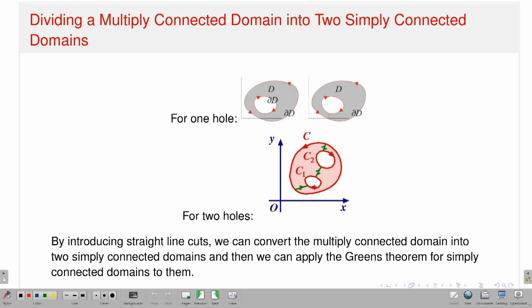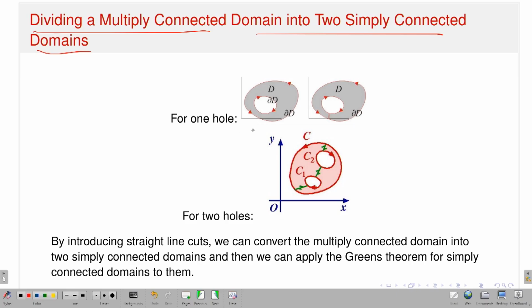Now let's see what the consequences are. I am going to give an idea of how to prove Green's theorem for a multiply connected region or domain using the statement of Green's theorem for a simply connected region or domain. What you do is divide the multiply connected domain into two simply connected domains, and for a simply connected domain you know the statement of Green's theorem. So, therefore, you have the final conclusion.